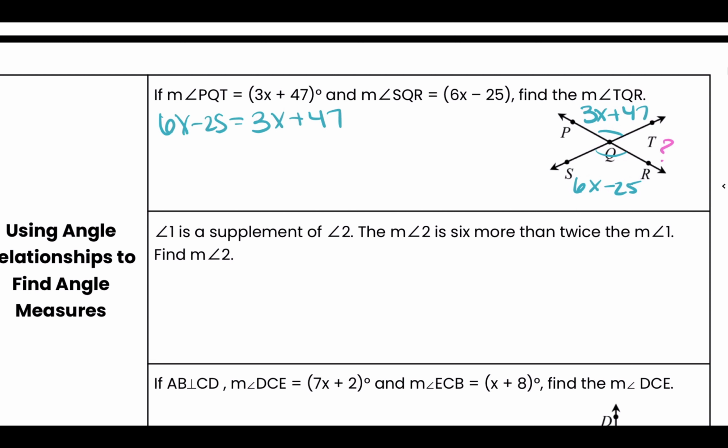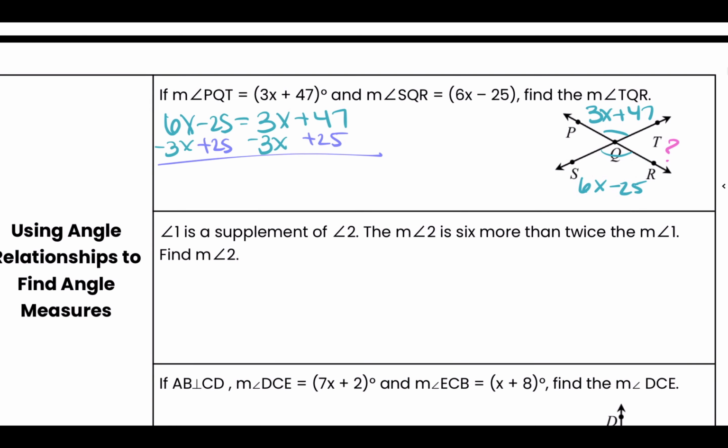So to save some time, I'm going to do 2 steps at once. So minus 3x, add 25, add 25. So we end up getting 3x equals 72, divided by 3, x equals 24. So I'm going to plug in. So 3 times 24 plus 47 equals 119.